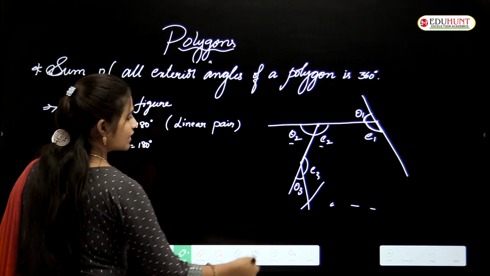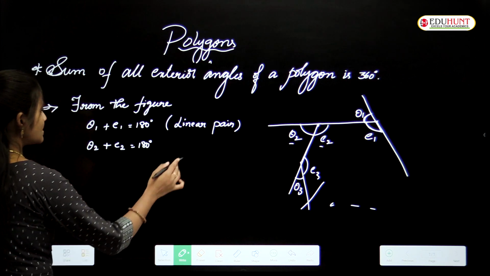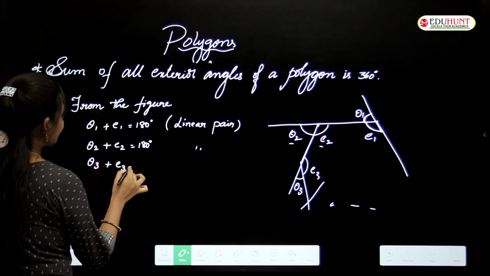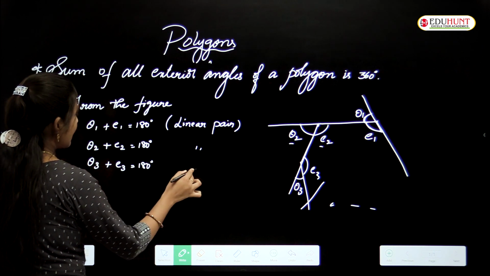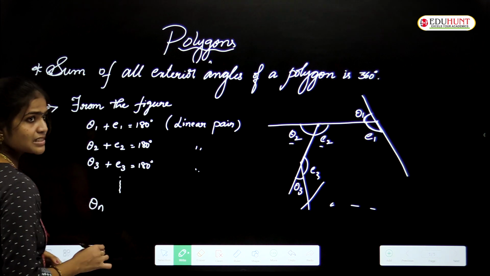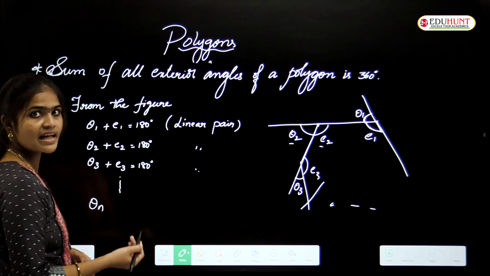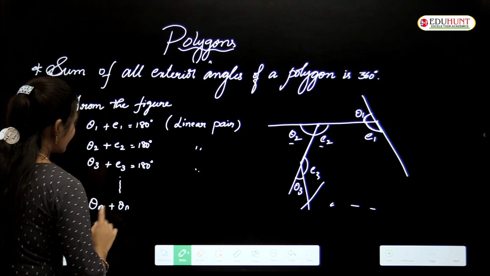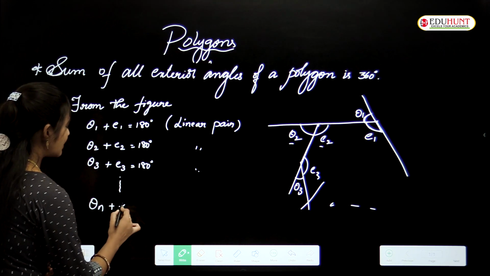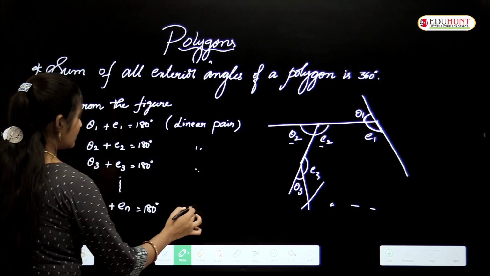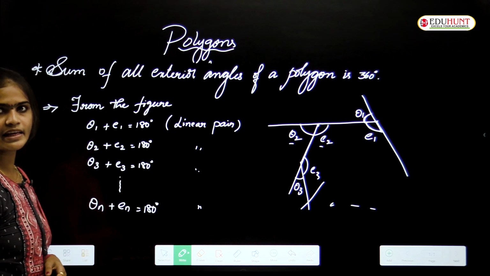And come to this one, here also it is the same, no? Those two also form a linear pair. That is theta 3 plus E3 is equal to 180 degrees, and so on. Theta n, how many angles? We don't know that. An n-sided figure means it has n angles. n exterior angles are there and n interior angles are there. That's why here also the reason is a linear pair.